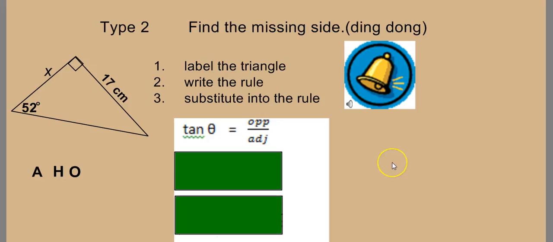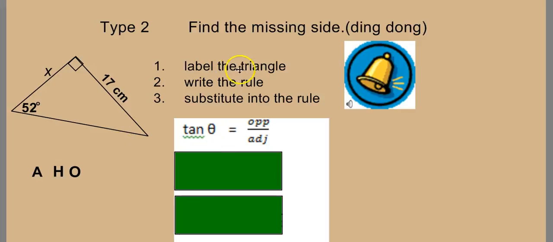So this looks a lot like previous questions. It looks like the type 1 questions. We've got a right angle triangle, we've got an angle, we've got a side, we've got an x, an unknown. And the first 3 steps are exactly the same. Label the triangle, write the rule, substitute in the rule. I've got a little ding dong over here, and there's a reason for that in a moment.